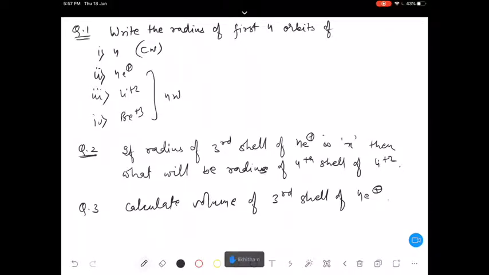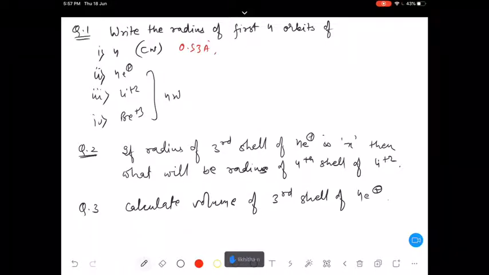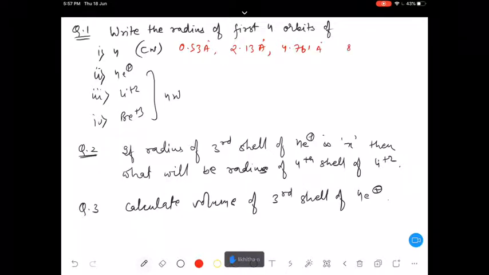Yes, Likita. First answer. Radius of first orbital is 0.529 angstroms. Radius of second orbital is 2.116 angstroms. Third orbital is 4.761, and fourth is 8.464.